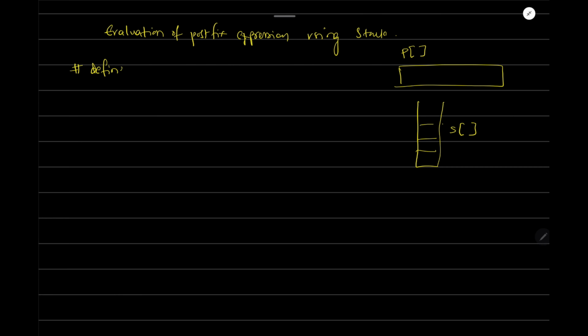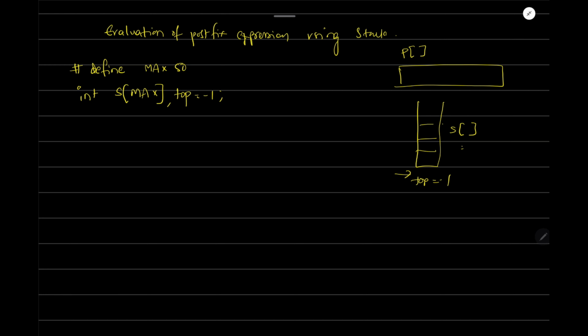So #define, we are defining it globally, #define MAX 50 and int s[MAX]. So the stack maximum size is 50, which we have declared, and we will also declare top as -1 initially. For this stack, top is equal to -1.